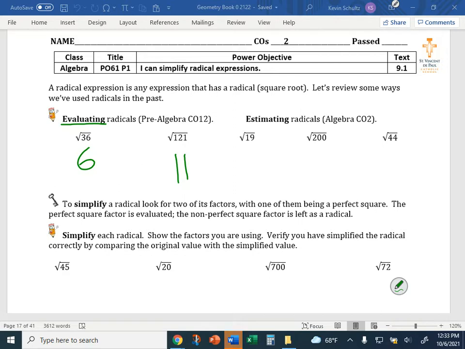Then last year in algebra, we went to estimating them. And as you know, estimating means get an approximate value. We can't actually evaluate the root of 19 because it's an irrational number. If you take the root of 19 in a calculator, you get a nice, long, nasty decimal. It doesn't work out, right? There's no number times itself that gives you 19. So explain to me how we would estimate this.